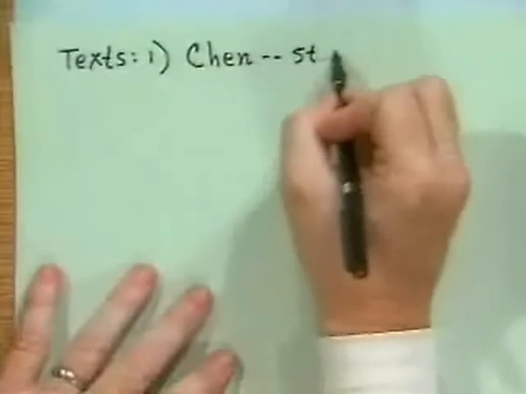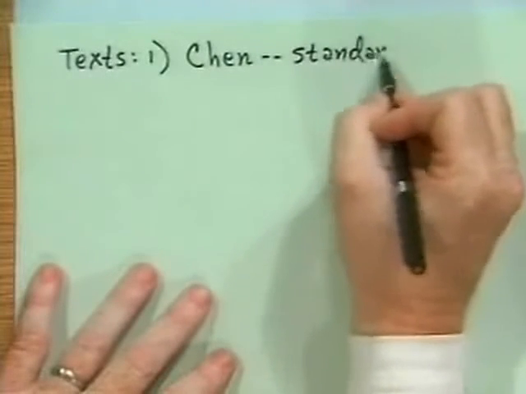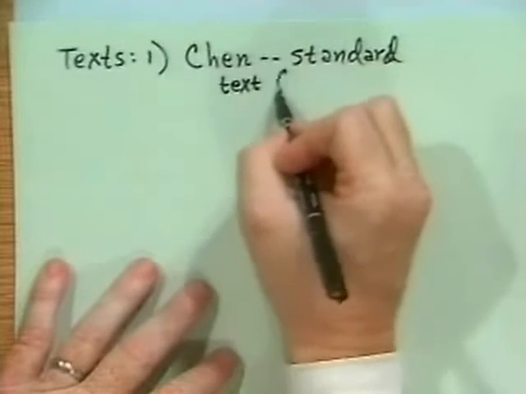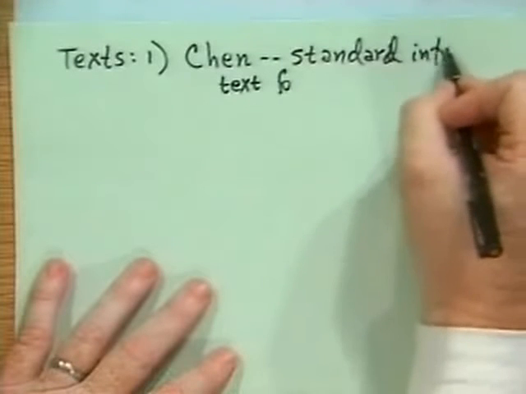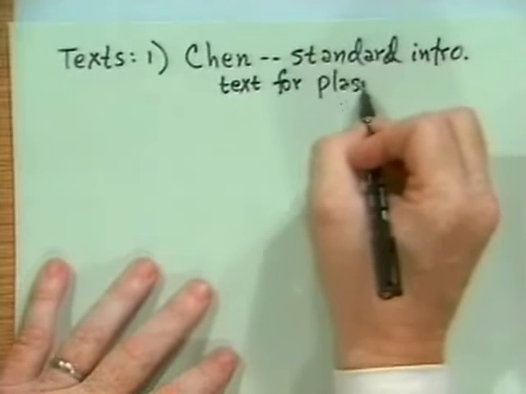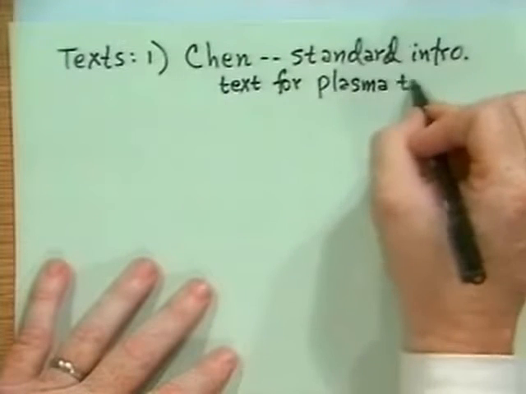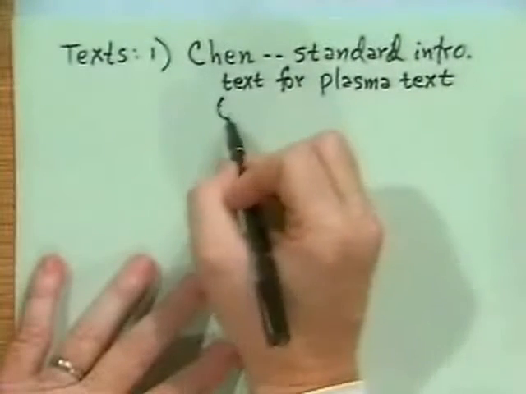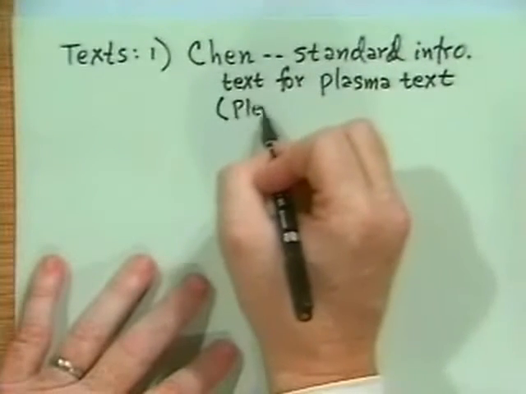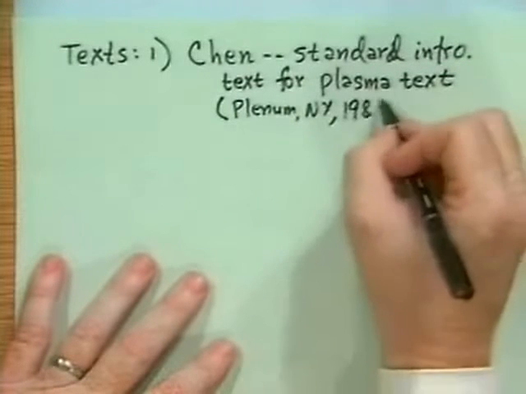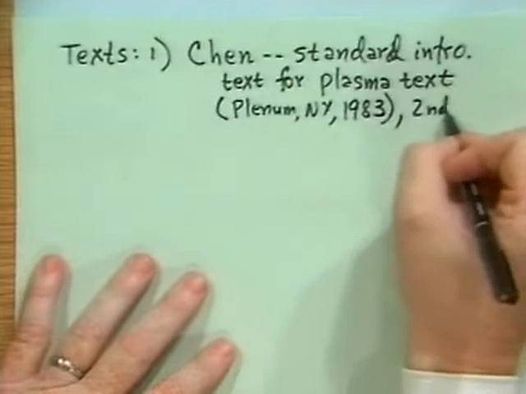I should also say that for the field, this turns out to be the standard introductory text for plasma physics that's used throughout the United States and actually throughout the world, typically. By the way, perhaps I should write that it is published by Plenum Press, New York, 1983, for the second edition.